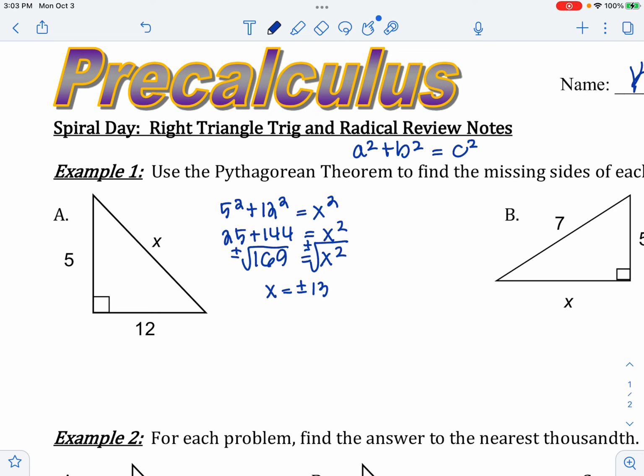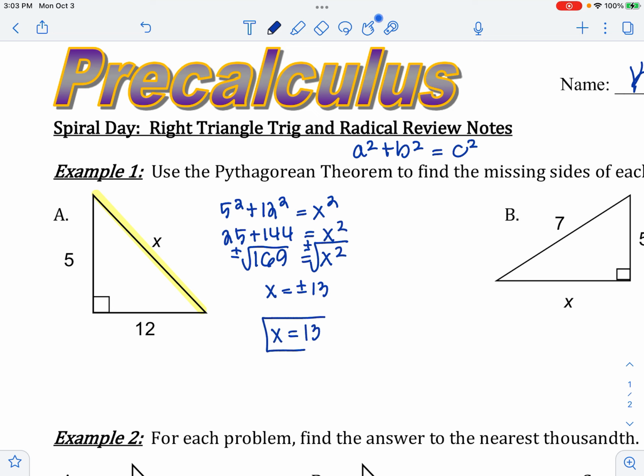But we can't use the negative answer because that is the length of this side, right? This side, not size, the length of this side. And this side can't be negative 13 units long, so it's just positive 13. So from now on, when doing the Pythagorean theorem, know that you should do the plus or minus for the algebra, but the positive answer is going to be the only answer that works.